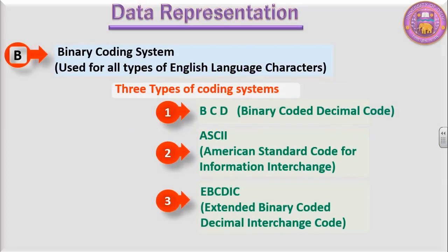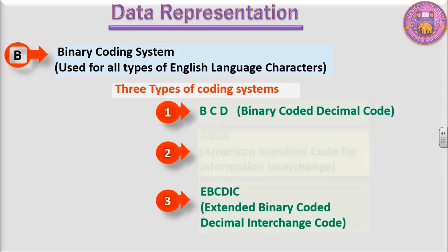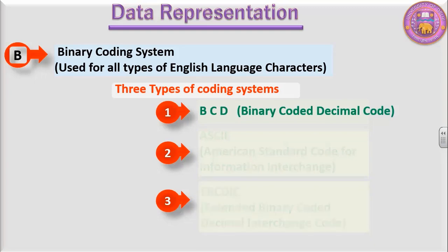Binary coding system is used for all types of English language characters, and basically there are three types of coding. First one, BCD, binary coded decimal code. Second one, ASCII, American Standard Code for Information Interchange. Third, EBCDIC, Extended Binary Coded Decimal Interchange Code. But in this class, our focus will be on BCD code, that is binary coded decimal code.